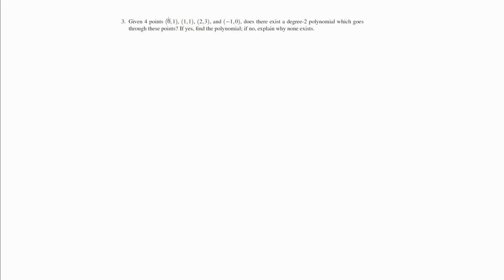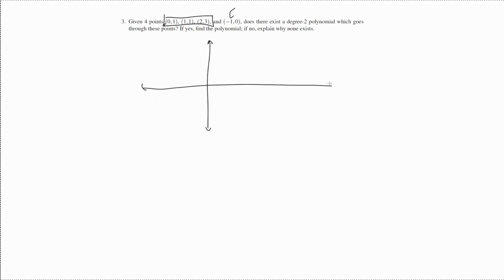Again, we are given 4 points, the first 3 of which are the same 3 points as in part 1.1. And our fourth point is (-1, 0). So let's start with the picture again. We have the points (0, 1), (1, 1), and (2, 3), and also (-1, 0). Immediately from this picture, we should see that there doesn't exist a quadratic through these 4 points. So let's try and prove this formally.